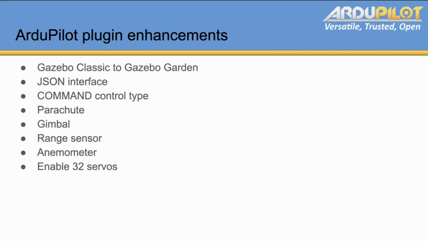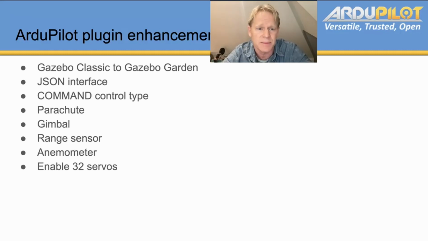So on the plugins, quick overview of what we're looking at. There's the migration from Gazebo Classic, as they call it now, to Gazebo Garden, which is the current released version. We swapped out the old interface for a JSON interface. There'd be some changes to the types of commands that you can configure in the controllers. And then there are some extra features where we've added things like parachutes and gimbals and some extra sensors.